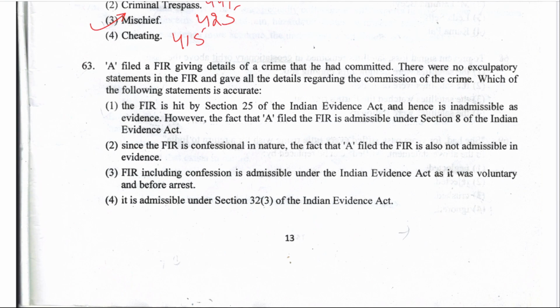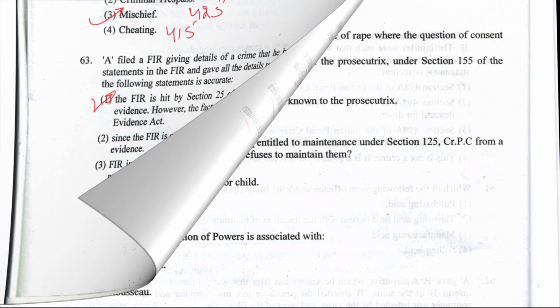Next is 63. A filed an FIR giving detail of a crime that he had committed. There was no exculpatory statement in the FIR and he gave all the details regarding the commission of crime. Which of the following statements is accurate? The FIR is hit by section 25 of Indian Evidence Act, hence inadmissible as evidence. However, the fact that A filed an FIR is admissible under section 8. Answer would be 1 only. देखिए second option जो है, since the FIR is confessional in nature, FIR is not admissible. FIR confession is admissible, was voluntary before arrest, admissible under 32(3). इसका आंसर रहेगा 1. Next is 64.